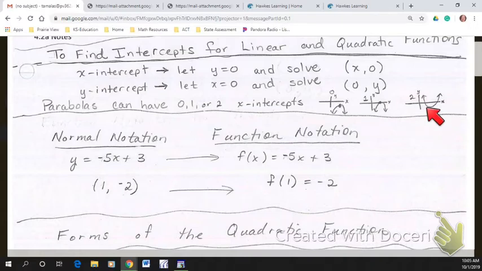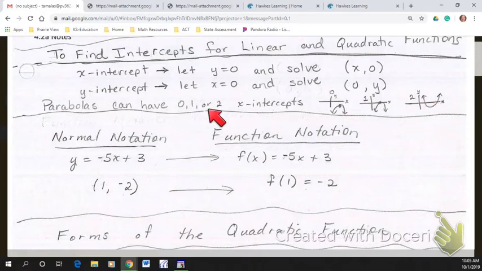Correct? A parabola always, always, always crosses the y-axis somewhere. Okay? This one's going to cross way down here, so's this one. This one's going to cross way up here. But you will always have one y-intercept when you graph a parabola.